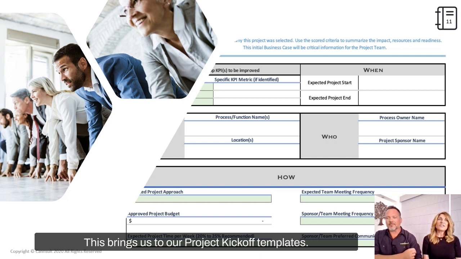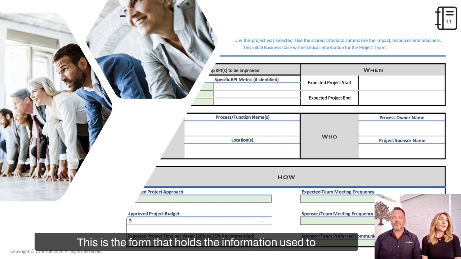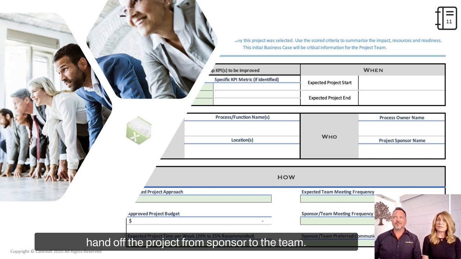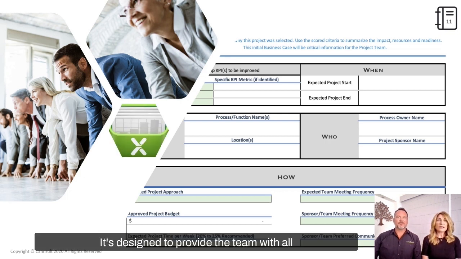This brings us to our project kickoff template. This is the form that holds the information used to hand off the project from sponsor to the team. It's designed to provide the team with all the available information about the project so that they have a strong and organized start. Essentially, the template covers the 5 W's: who, what, when, where, and why. The sponsor is responsible for pulling the new team together for the official kickoff. And the more information that is provided, the stronger the kickoff and the greater the chances of success. Any missing information should become an action item to be quickly addressed so that the team can move forward.